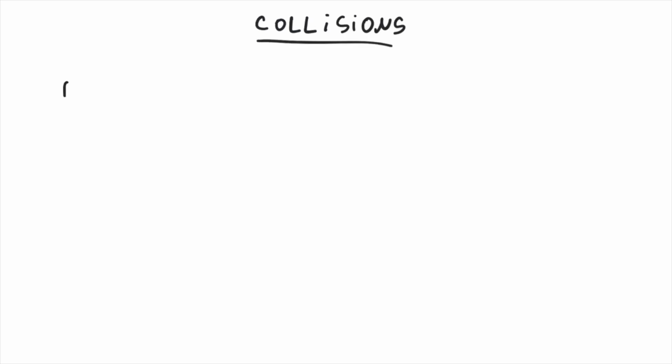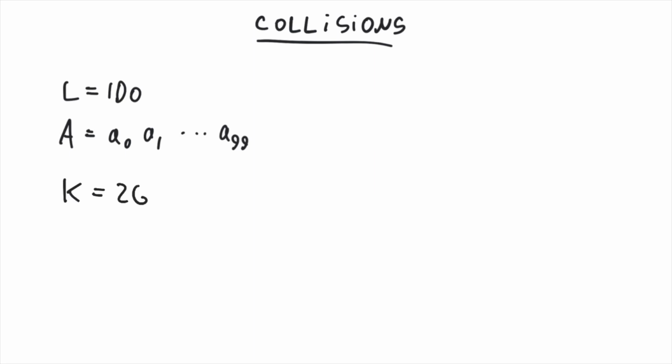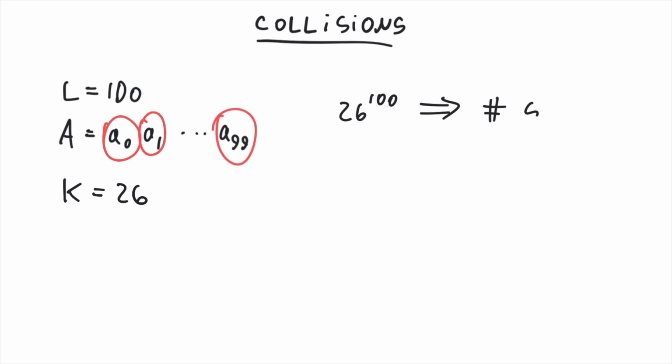Let's say, for concreteness, that you have L equal 100. That means A is A0, A1, up to A99. Then, if the size of the alphabet is 26, let's say the English letters, what we have is, for the first character, 26 possibilities, the same for the second one, and so on until the last. So, in total, the number of strings that we have to consider is 26 to the 100. This is the number of strings.